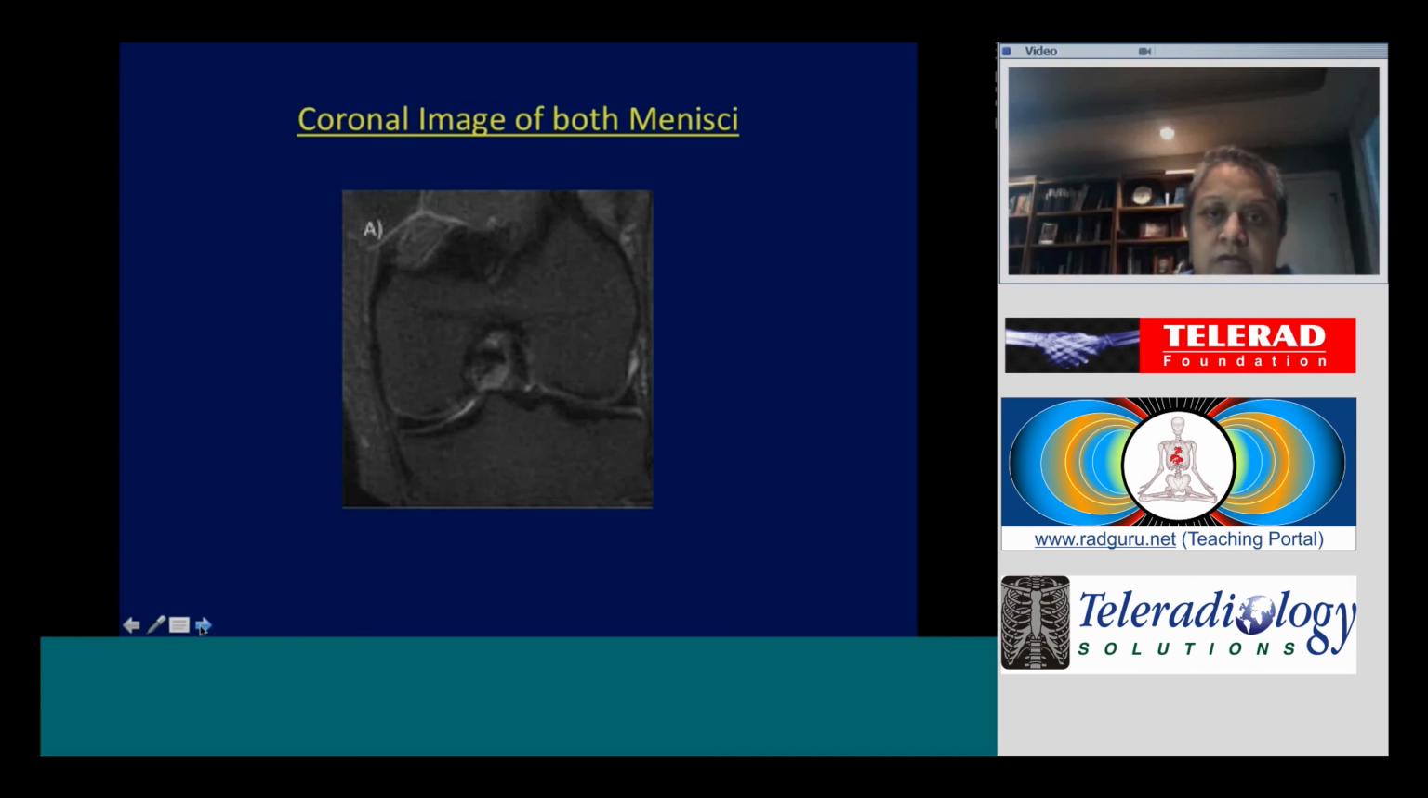Here's a coronal image. On the coronal image, you get to see both menisci, and you can see the nice triangular appearance of both menisci as they are viewed in the coronal image.